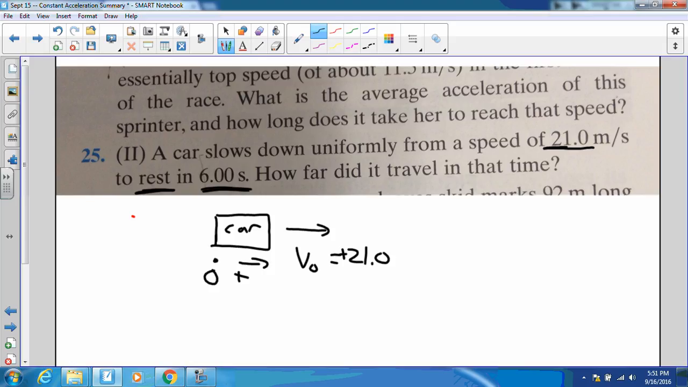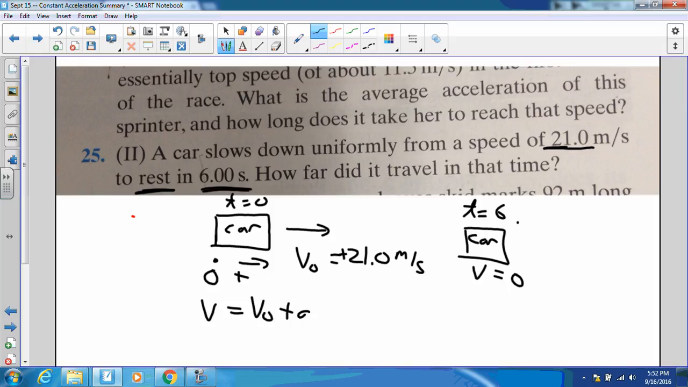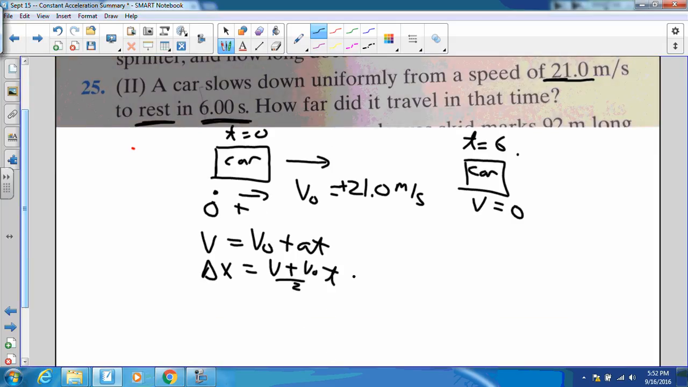So I have an initial velocity of positive 21.0 meters per second. 6 seconds later, my car is at rest. So what I know is that t equals 0 here, and t is equal to 6 seconds right there. And now they want to know how far did this car travel in that time. So take a look at my two equations of motion. v equals v0 plus at, and delta x equals (v plus v0) over 2 times t. And it occurs to me that I have the initial velocity, final velocity, and the amount of time that it takes to do that. Look at that.